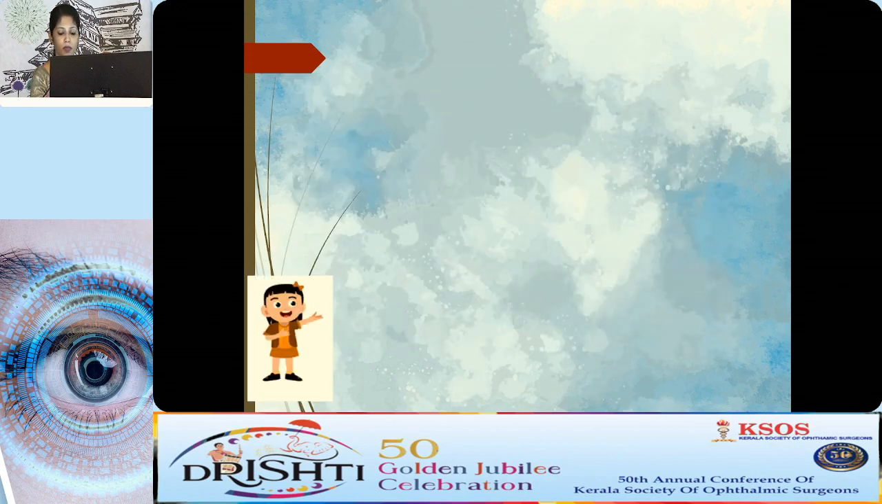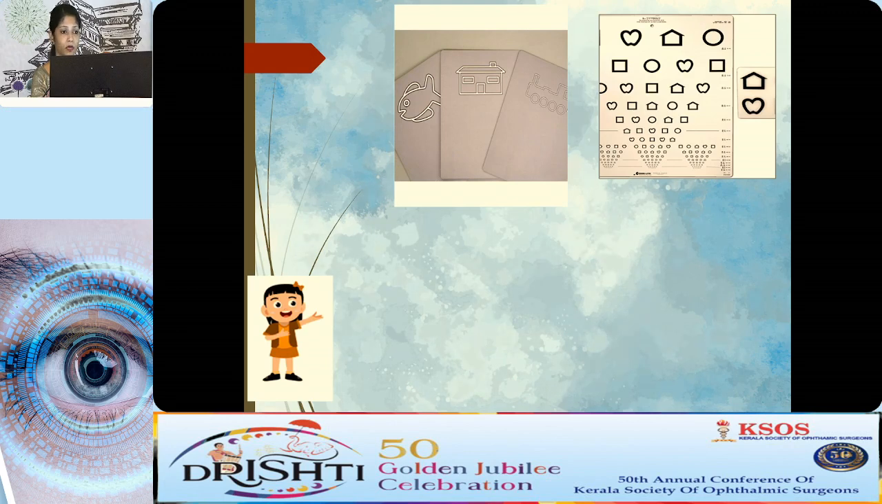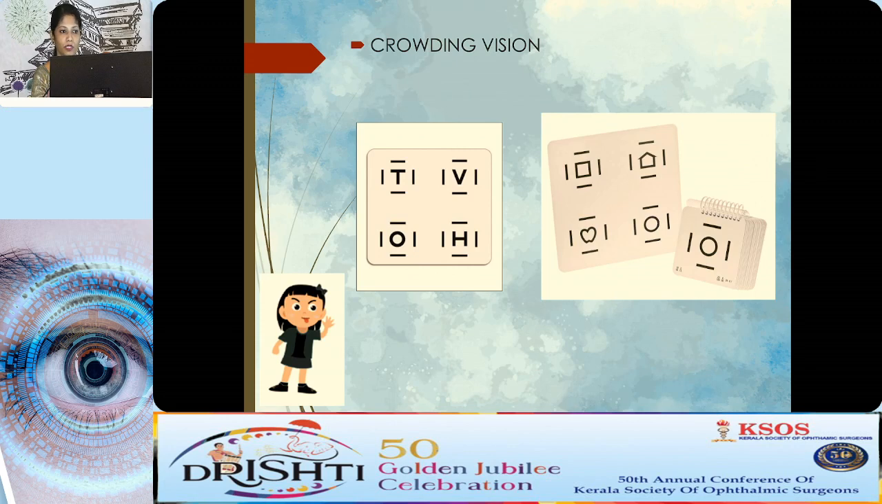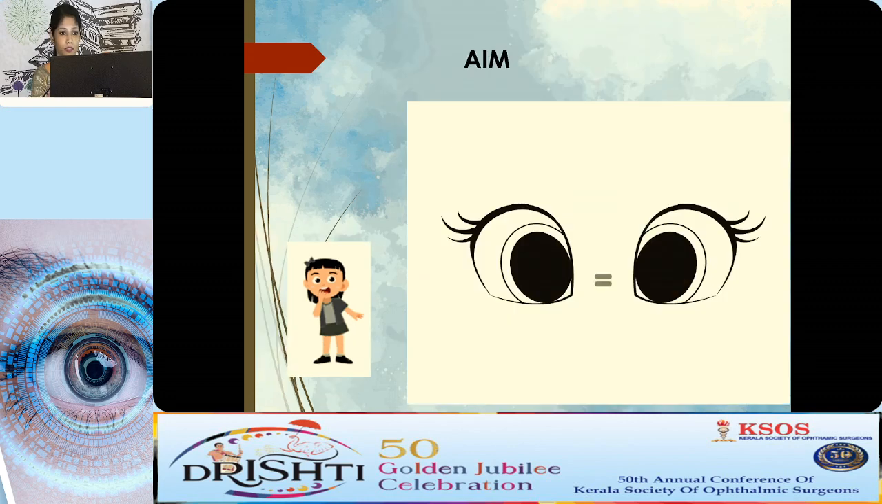Visual acuity recording is the first step in amblyopia treatment. We have different charts depending on the age of the child, and we have to have a crowding vision recorded because the other charts tend to overestimate vision, and we have to have a thorough examination of the anterior segment and posterior segment to rule out the organic causes of amblyopia.